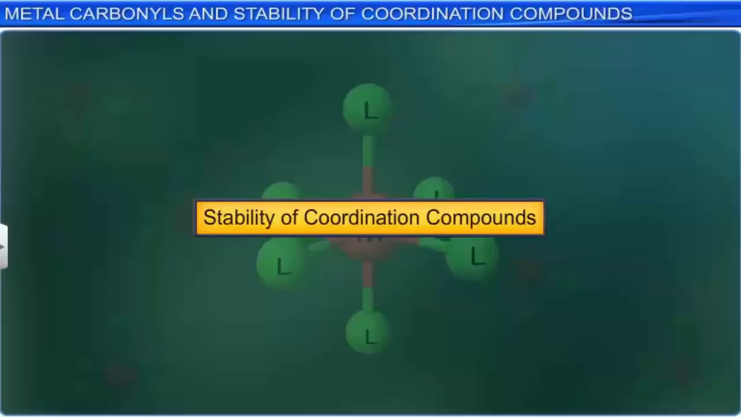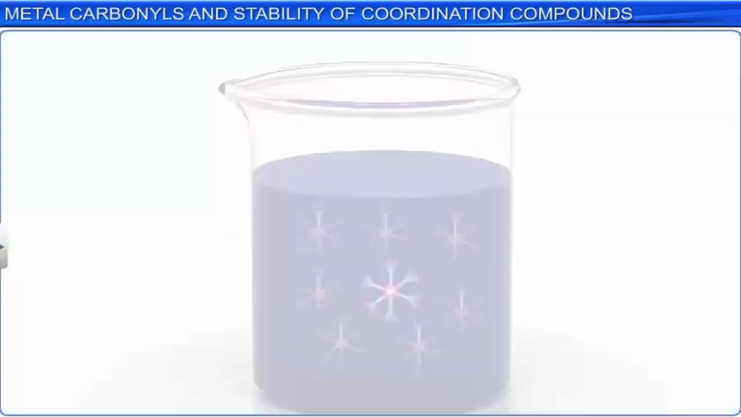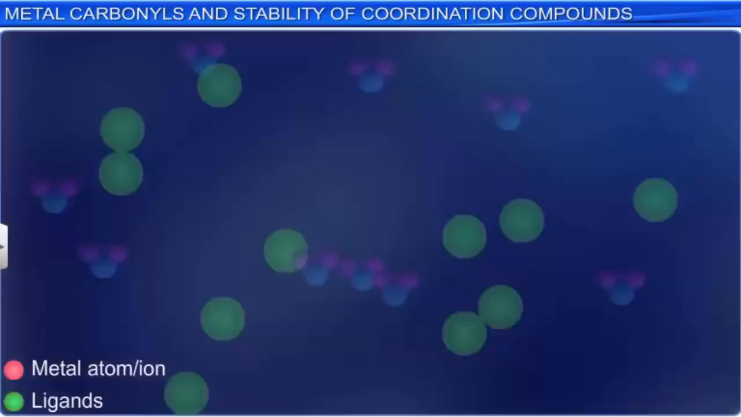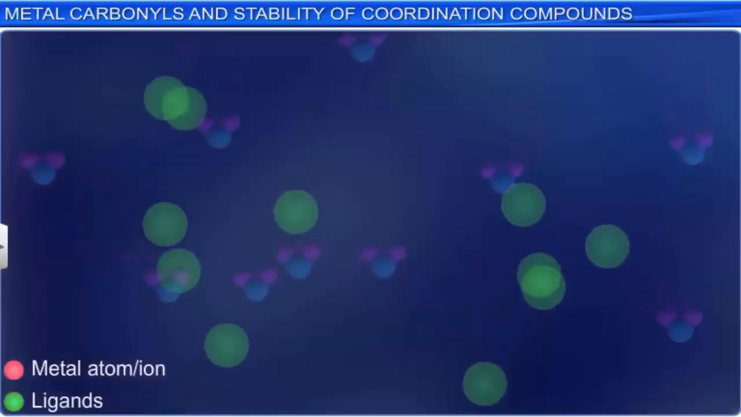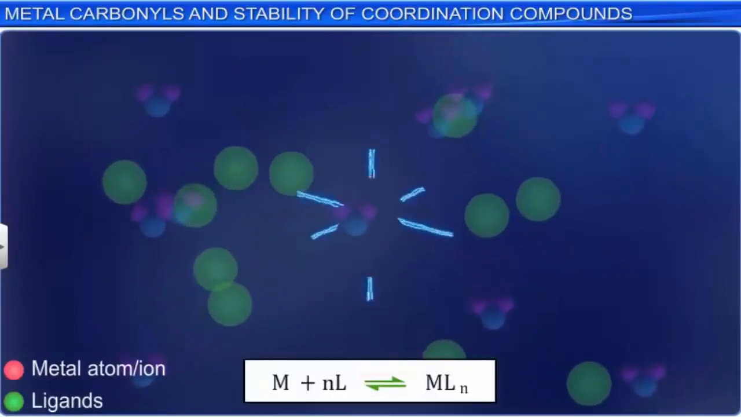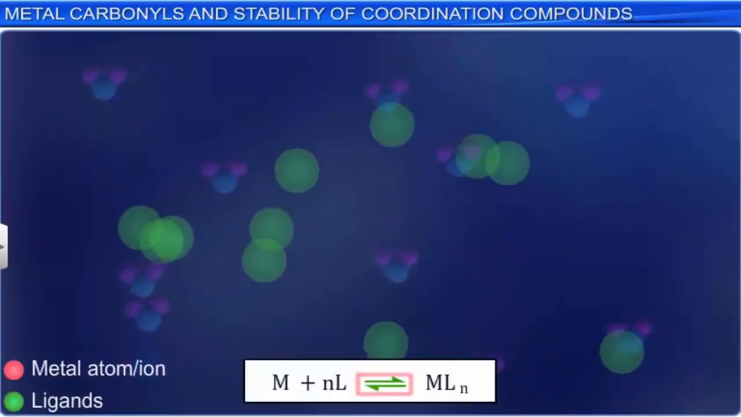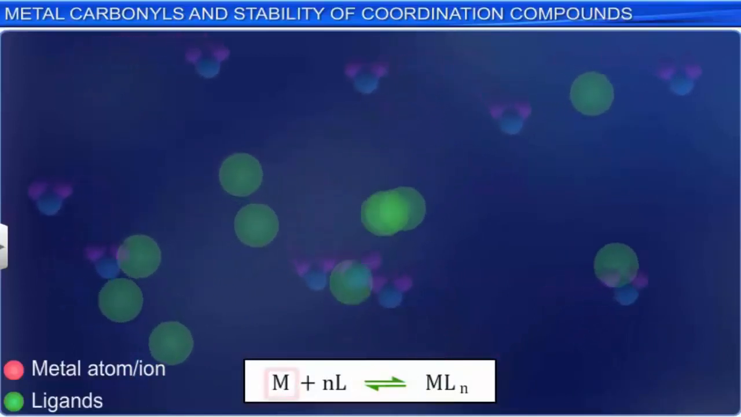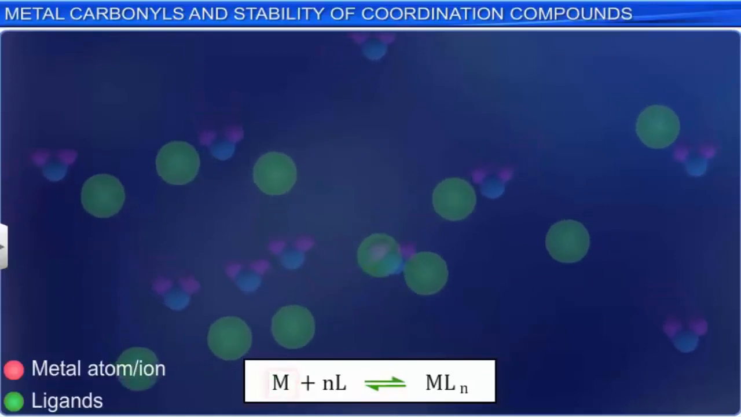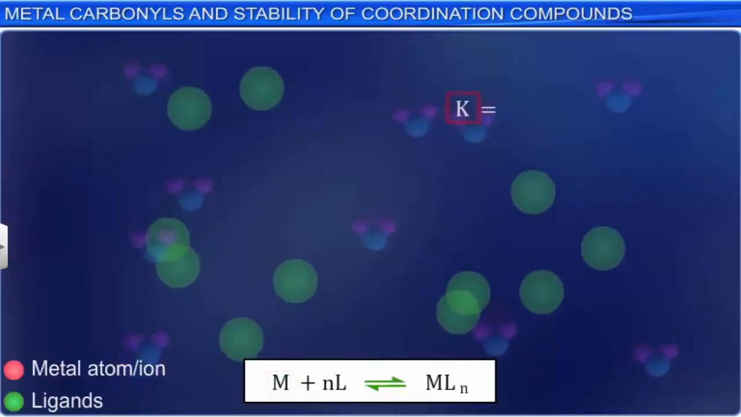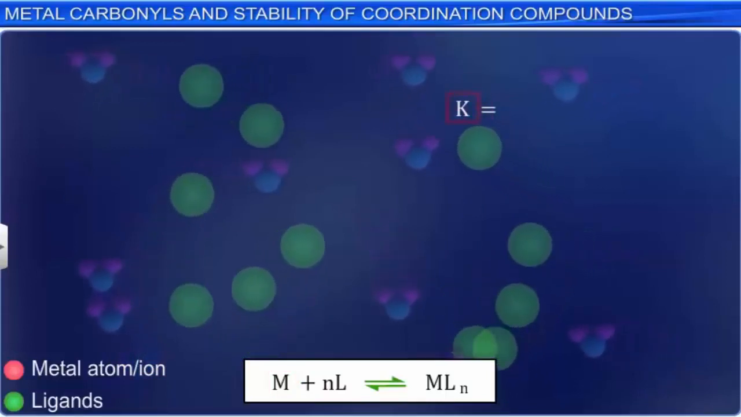Let's now study the stability of coordination complexes. The stability of a complex in a solution refers to the degree of association between the metal ion and the ligands involved in the state of equilibrium. Transition metal complex ions differ considerably in their stability. Their relative stability can be expressed in terms of an equilibrium constant called the stability constant.